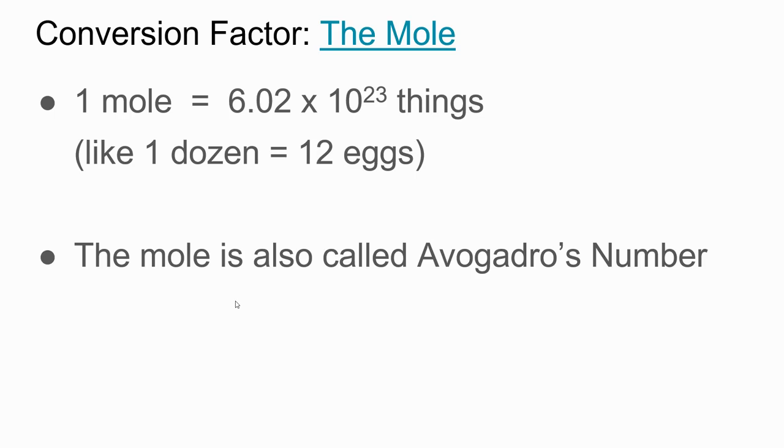Yes, Bill? So it's the number of things. Like a dozen is 12 things. You could have a dozen shoes. I could have a mole of shoes, but I have way more shoes than a dozen. Does that make sense? It's just a number of things, just like a dozen.